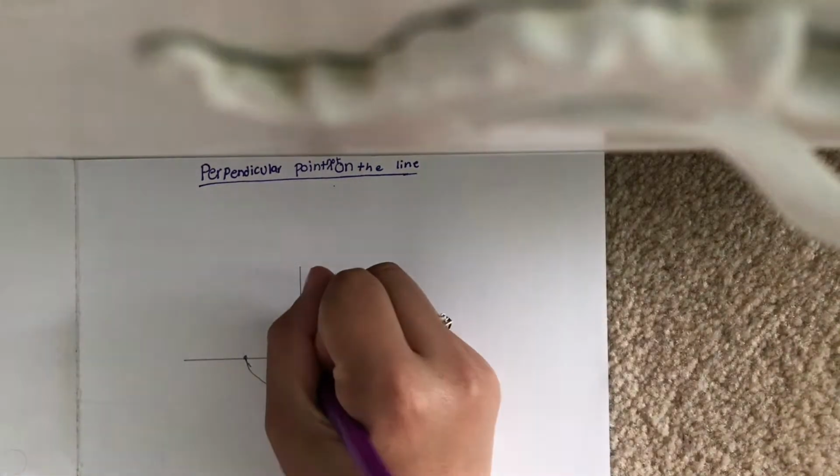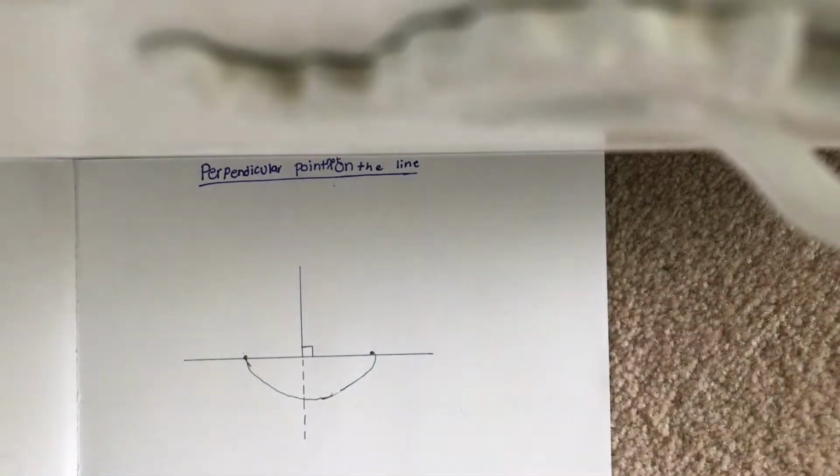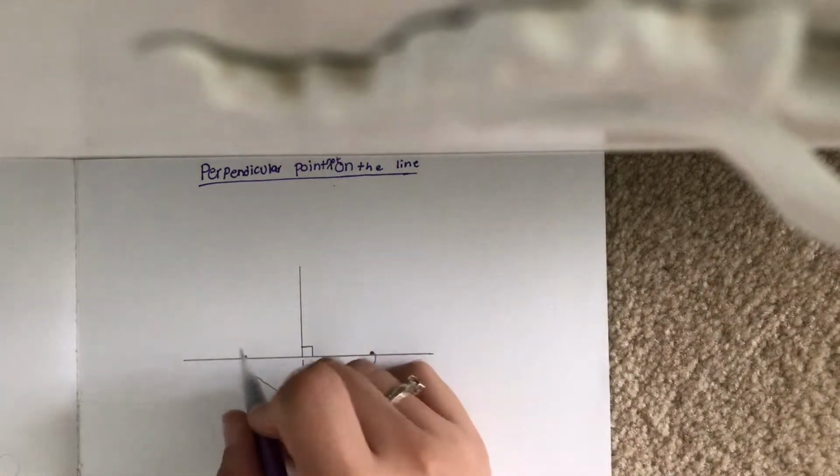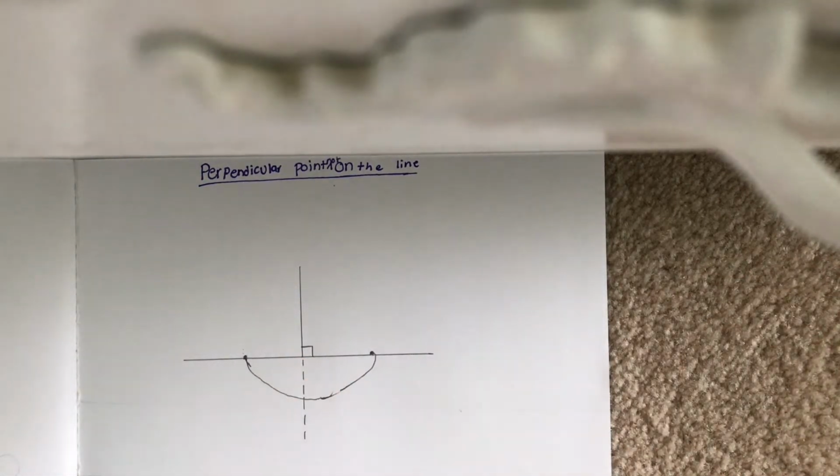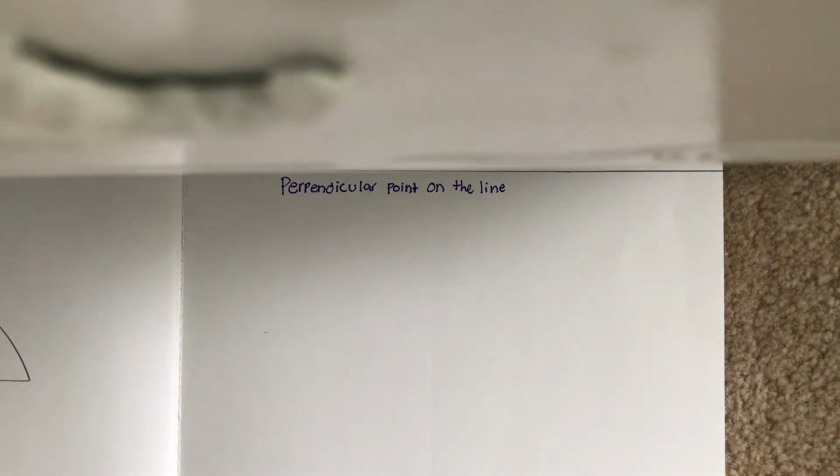But, oh, I forgot, because this is 90 degrees, you put that little square. So, since it is not on the line, having this go underneath it pretty much symbolizes it. And you're usually supposed to put it on the side of the angle, so by not putting it on the side of the angle, it makes it pretty much not on the line. This is perpendicular point on the line.